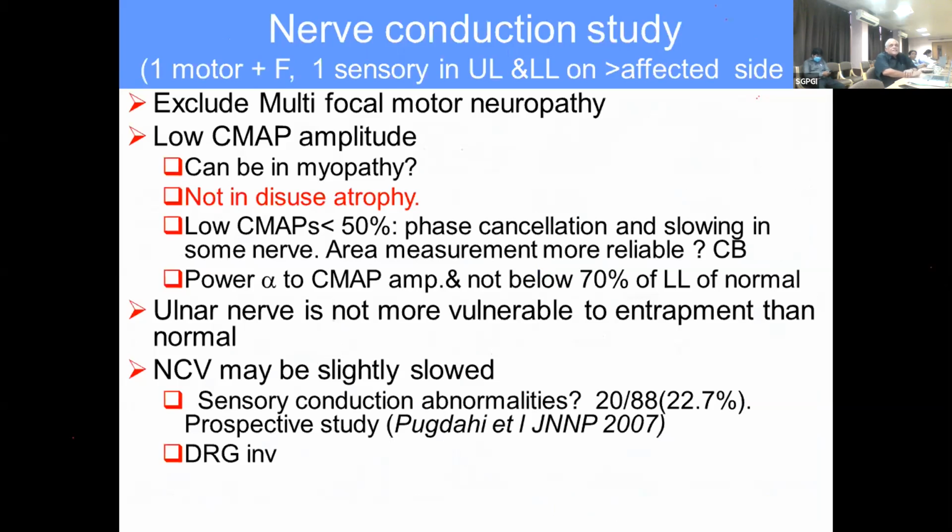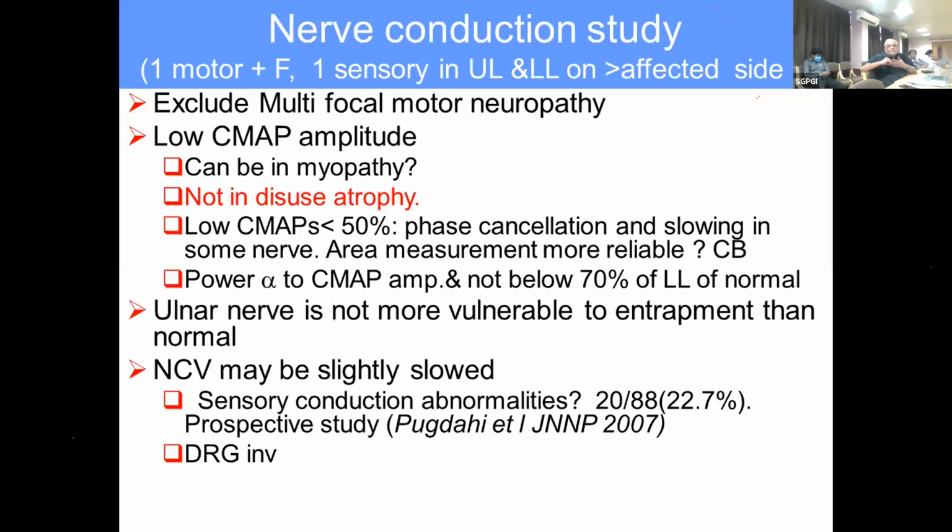Now, the nerve conduction study: when we do EMG for an ALS patient, we must do nerve conduction study. So we must do one motor with F, one sensory in the upper limb and lower limb, especially on the affected side. So we must do sensory conduction and motor conduction and look at the F latencies and then go to the EMG examination.